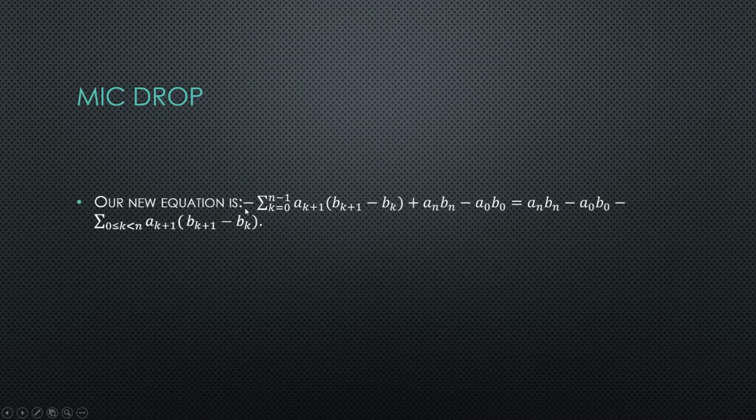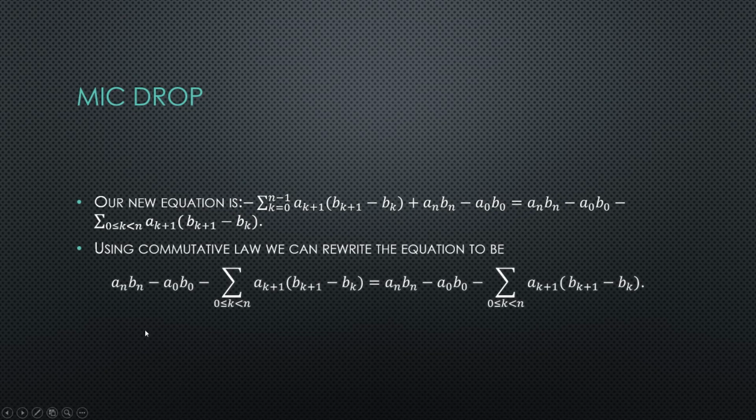So our new equation is this negative summation of a sub k plus 1 times b sub k plus 1 minus b sub k, plus a sub n times b sub n minus a sub 0 times b sub 0. As you can see, it's nearly identical to what's over here. So using the commutative law again, we're going to flip this summation and put it behind the a sub n's over here, which will give us a sub n times b sub n minus a sub 0 times b sub 0 minus the summation of all of this, which equals the exact same thing on the other side. So as you can see, this proof is proved.